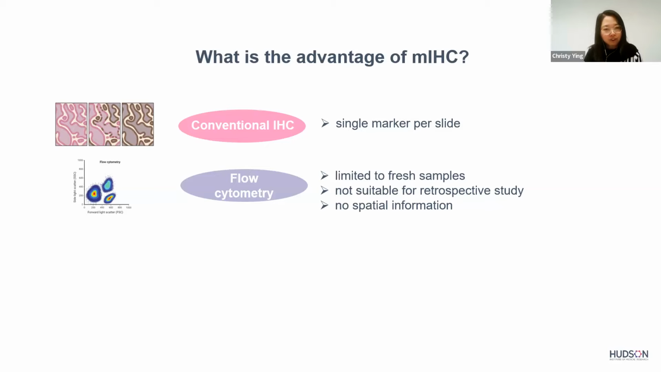And also for flow cytometry, another limitation is that there's no spatial information, especially regarding the crosstalk and communication between different immune cells. So we could not really get that spatial information from flow cytometry analysis.